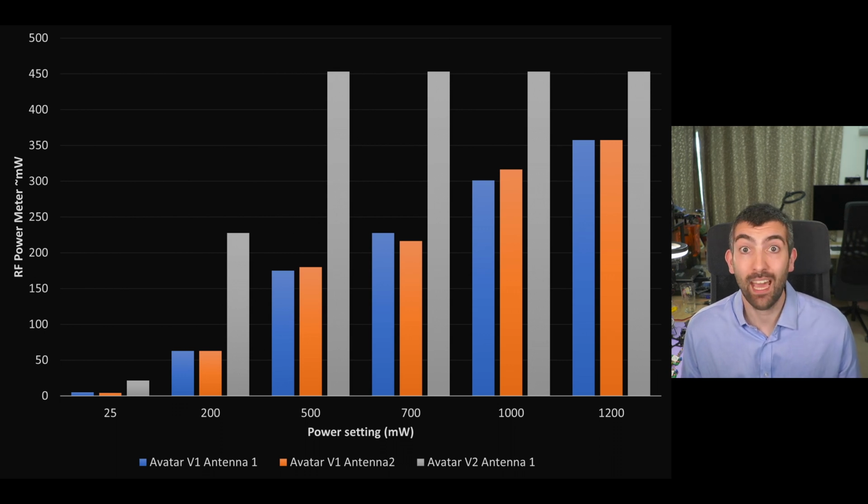And above 500 milliwatts, you can see that the output power doesn't increase at all. They are maxed out at 500 milliwatts with V2. There's no more power to be gotten out of that amplifier, and so they just stay at the maximum output power for all of the higher power modes.